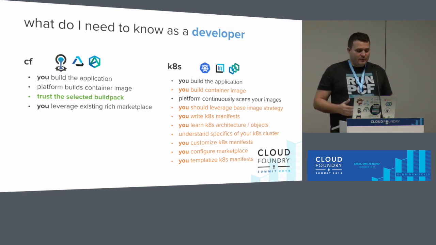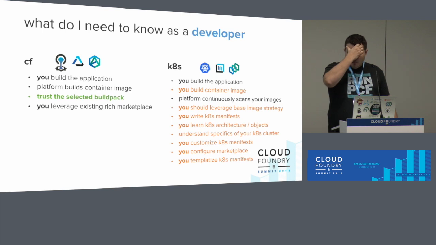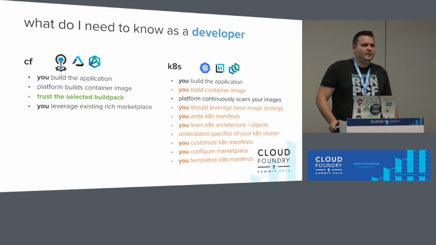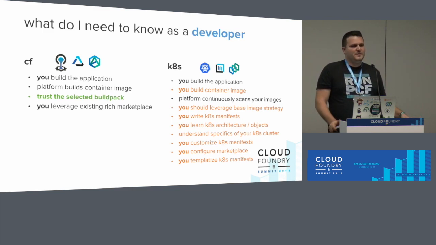On the Cloud Foundry side, we have a very rich existing marketplace that is readily available. On Kubernetes, I need to build a lot of these things, right? So what are some of the other things that I need to do on Kubernetes? Well, I probably need to write those manifests, right? So I need to know a lot of things before I can write one. There are a lot of different objects: replica sets, deployments, services, and stateful sets. There are a lot of components in Kubernetes that I need to understand so I can write my manifest successfully.